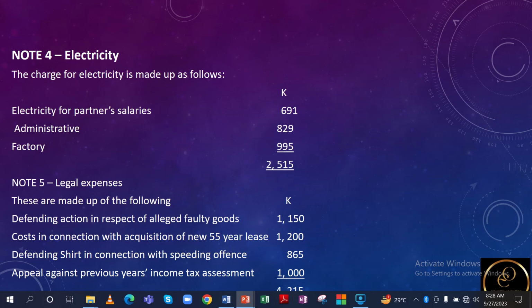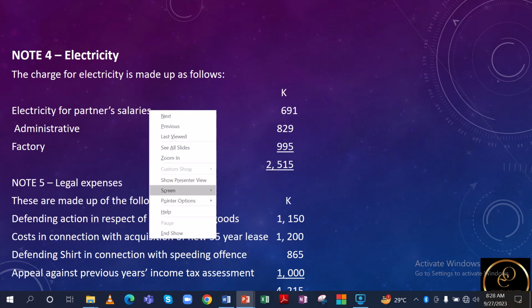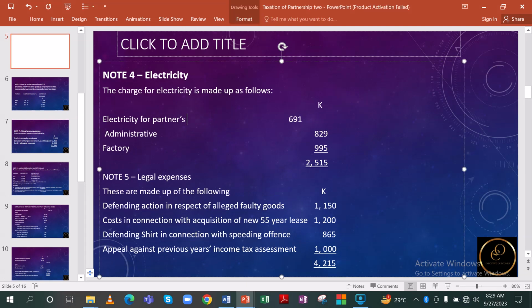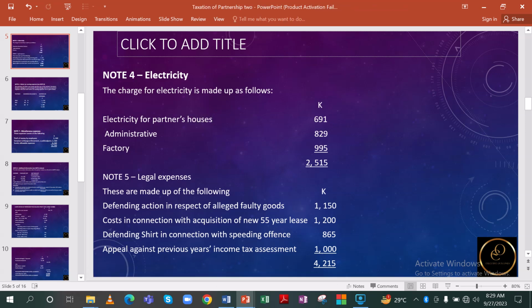So there is electricity for partners' salaries, the administrative and factory. Okay, should be partners' houses. Let me just clarify this one. Partners' houses. Okay, that's fine. So partners' houses, meaning the partnership was paying even for a private home, which is non-business.